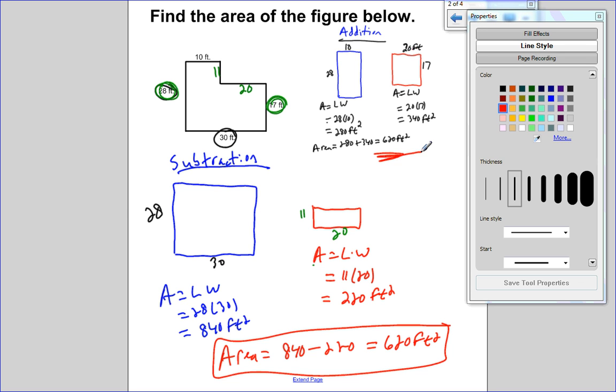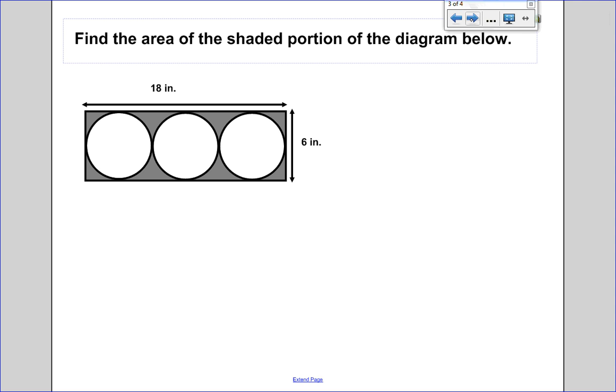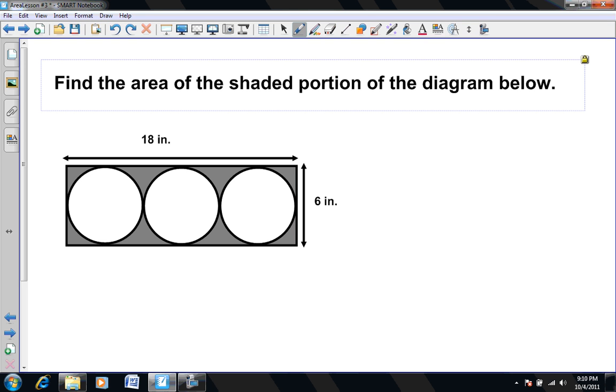So, typically, problems that you see in real life are going to require you to either add or subtract the area of other shapes together to find your final area. Okay? Here's another kind of typical problem that you might see. Our goal here is to figure out the area of the shaded portion of this diagram. If I take a look at this diagram, all I'm interested in is the area of this shaded stuff that I see in here.